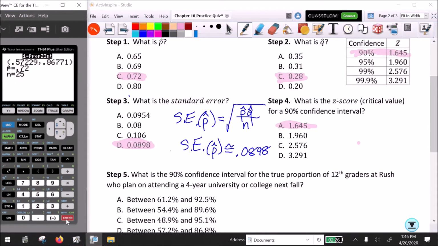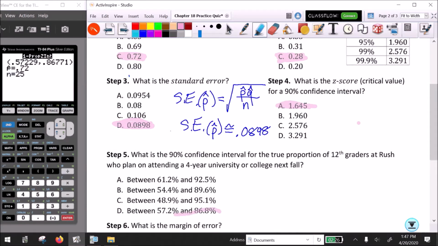We hit calculate, and it gives us our confidence interval. And we can see that if we round this, change it to percents and round it to 1 decimal place, it would be 57.2 and 86.8%. So we're going to select answer choice D.